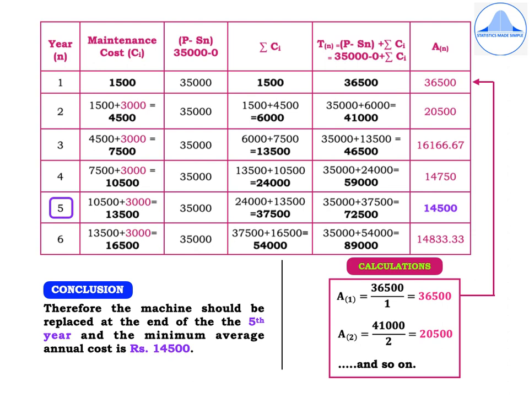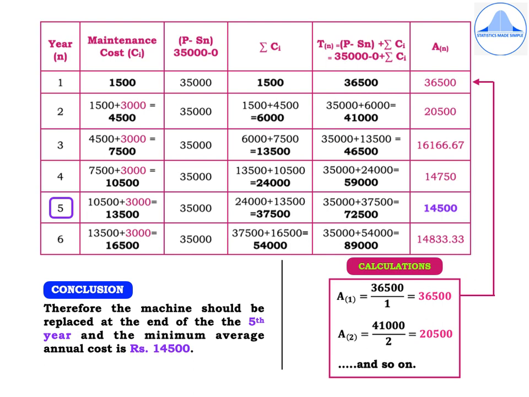So how do we cumulate? The first maintenance cost is written, which is 1,500. Then 1,500 plus 4,500 is 6,000. Then 6,000 plus 7,500 is 13,500. 13,500 plus 10,500 is 24,000. 24,000 plus 13,500 is 37,500, and the last value is 37,500 plus 16,500, which is 54,000.